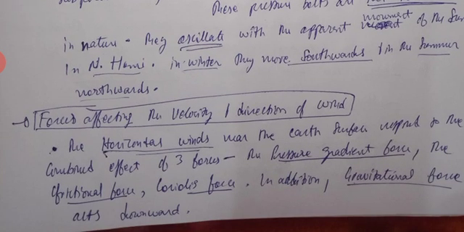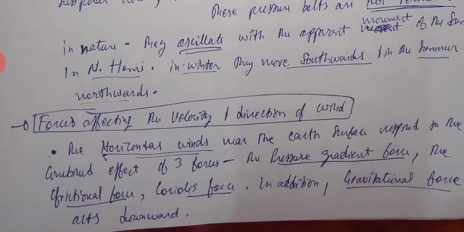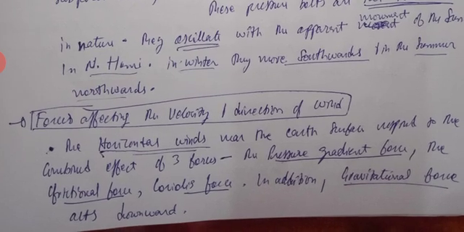Next point, forces affecting the velocity and direction of the wind. The horizontal winds near the earth surface respond to the combined effect of three forces: the pressure gradient force, the frictional force, and the Coriolis force. In addition, the gravitational force acts downwards.